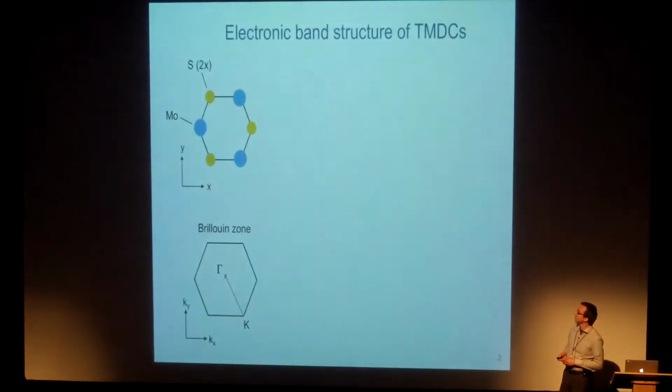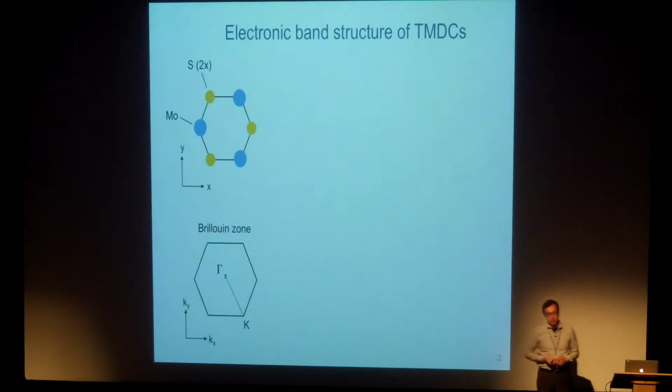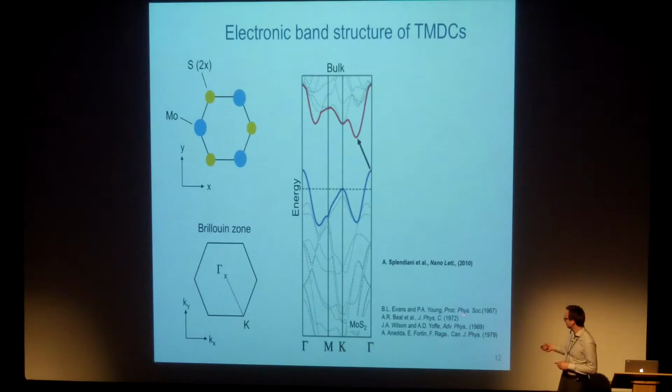And if we think about the electronic band structure of these materials, and we look at the real space from the top, we find the basically hexagonal honeycomb lattice similar to graphene, which means the Brillouin zone is also hexagonal, and the important points will be the center of it, the gamma point, and the edges, which is key. So these materials were studied quite extensively in the 60s and the early 70s of the previous century.